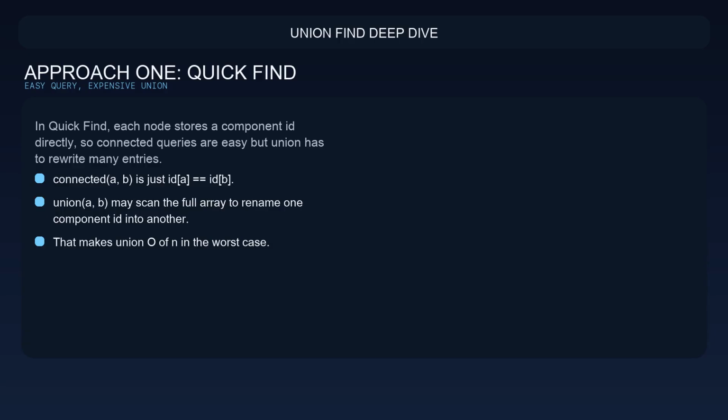Historically, one early idea is called quick find. It makes membership checks simple because every node directly stores a component label. But the moment two components merge, you may have to walk the whole structure and rename many entries. So quick find is conceptually simple, but unions are too costly for serious use.